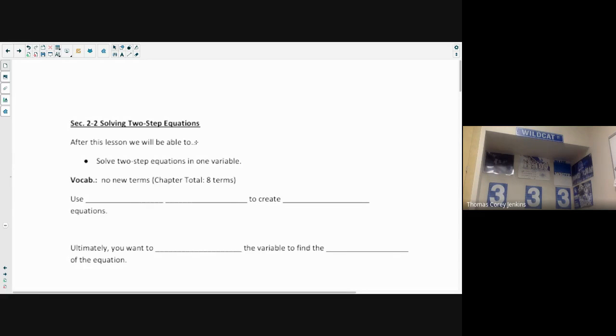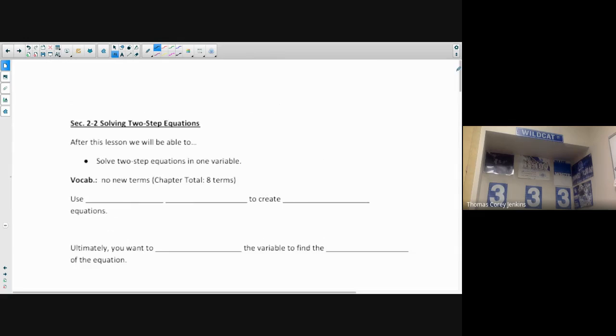So as I just said, this is section 2.2, which is about solving two-step equations. Your learning target is after this lesson, we will be able to solve two-step equations in one variable. Don't worry about the one variable thing. We'll get to multiple variable stuff later. So just two-step equations, I can solve them.